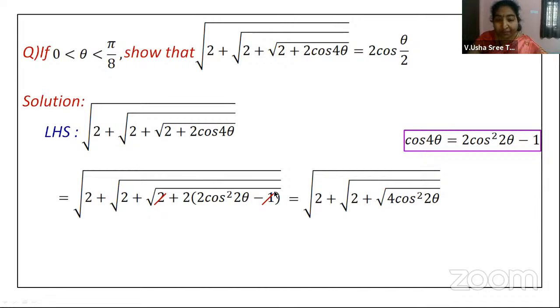Did you observe? We have simplified this, right? Now we can very well remove this root also by writing the square root of this. It is nothing but 2 cos 2 theta. Root of 4 is 2. Cos square 2 theta under root will be cos 2 theta, right? So you will have it as root of 2 plus root 2 plus 2 cos 2 theta. Now, when we started with the problem, we had 3 square roots. Now we have reduced to 2, right?